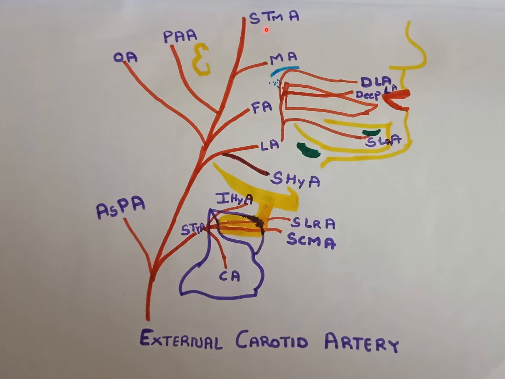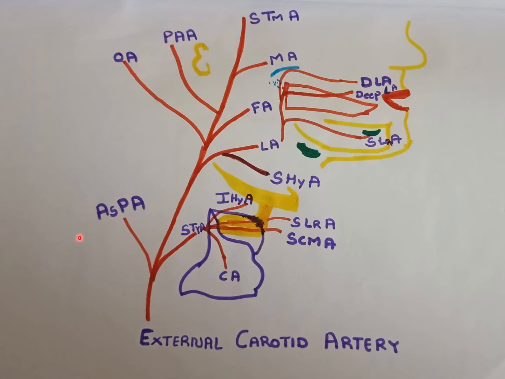In the temporal region we find superficial temporal artery. Then after that, going to the posterior region, we have posterior auricular artery. This is the posterior auricular artery behind the auricle, and in the occipital region we have occipital artery. We are left with ascending pharyngeal artery. So these are the 8 major branches of external carotid artery. Let us revise all the names of the 8 branches: superior thyroid artery, lingual, facial, maxillary, superficial temporal, posterior auricular, occipital, ascending pharyngeal.